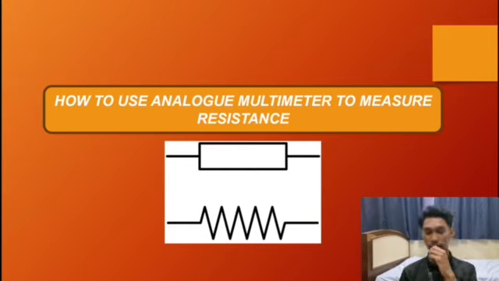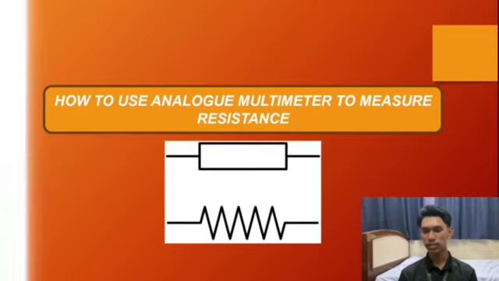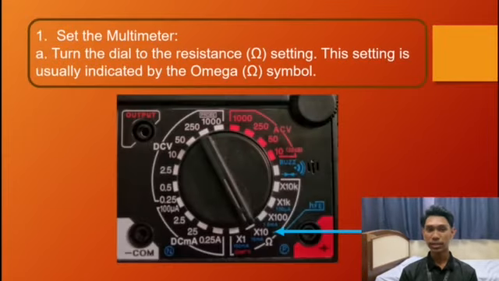I am Zarul. I will show you how to use analog multimeter to measure resistance. First, set the multimeter. Turn the dial to resistance setting. This setting is usually indicated by the omega symbol.